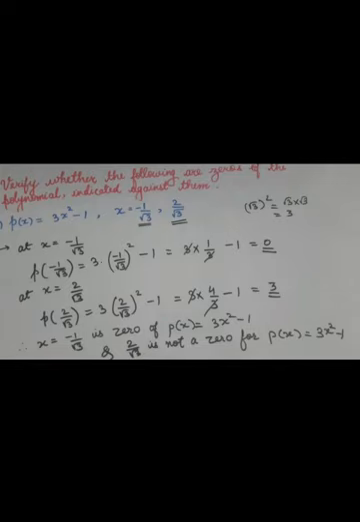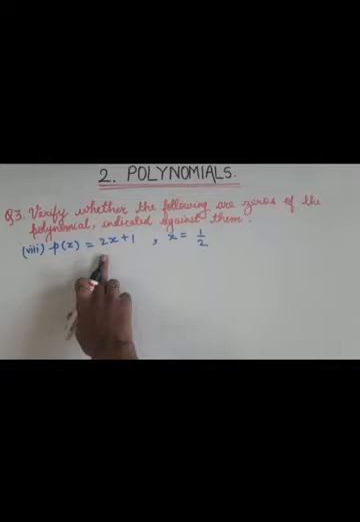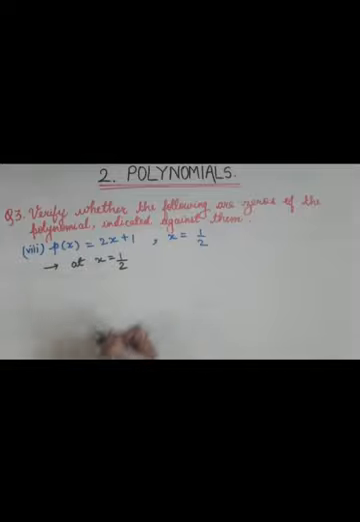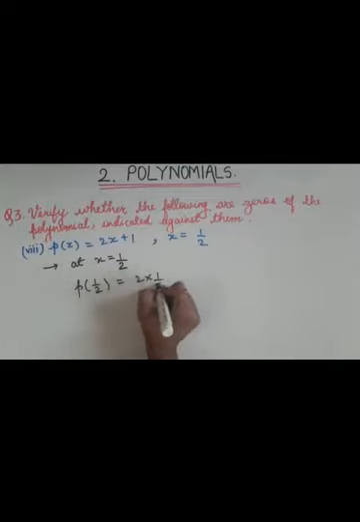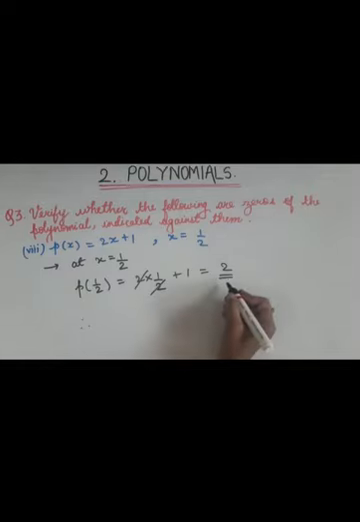One more is there. So let us see the next question. So the next question is p of x is equal to 2x plus 1, x is equal to 1 by 2. Now we need to check whether 1 by 2 is 0 for this polynomial or not. So again do it by the same method. At x is equal to 1 by 2, put the value of x as 1 by 2 in the polynomial. So it will be p of 1 by 2 equal to 2x, so 2 into 1 by 2 plus 1. 2 gets cancelled. What remains? 1 plus 1, that is 2. So therefore it is not equal to 0.